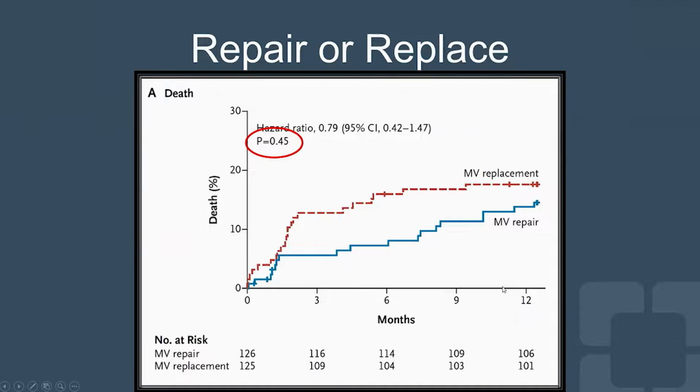Because this is a ventricular issue and not necessarily just a mitral valve issue, if you repair the valve, even though you can get the valve to look good at the time of surgery, long term you still can have progressive left ventricular dysfunction and the valve may continue to leak into the future. So looking at mortality alone at 12 months, there was no difference between the mitral valve repair or replacement group. However, early on, there was a survival advantage in the mitral valve repair, but overall, this was not statistically significant.